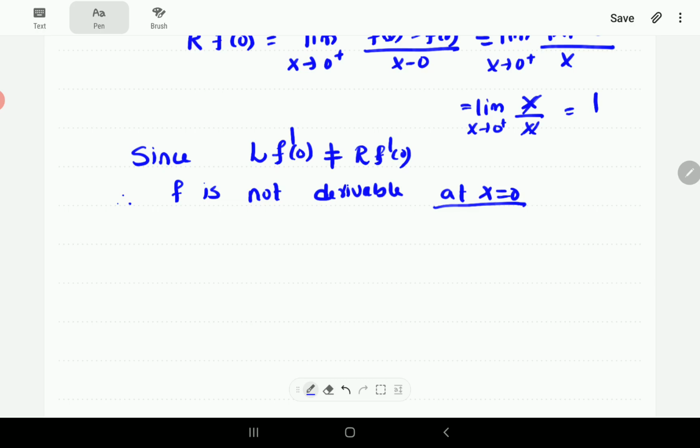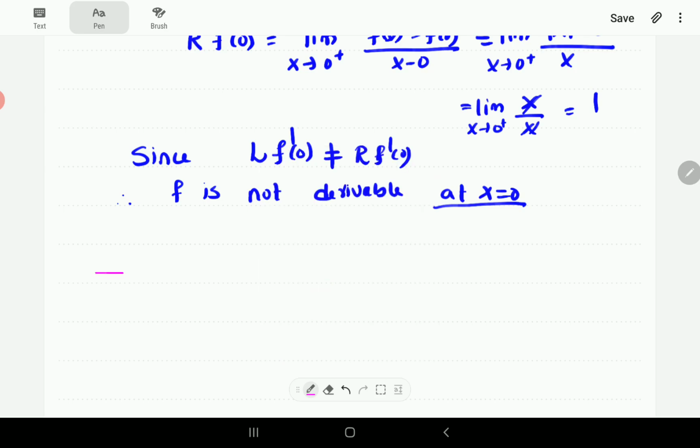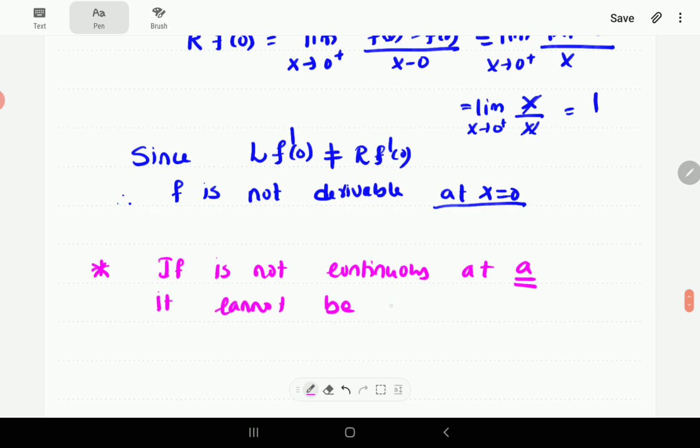Again, a very important note: if it is continuous, it need not be derivable. Another important note is, if f is not continuous at a, it cannot be derivable at a. So this is very important. If it is not continuous, then it cannot be derivable. This is also a very important note.